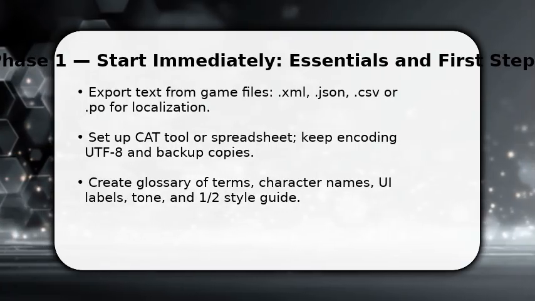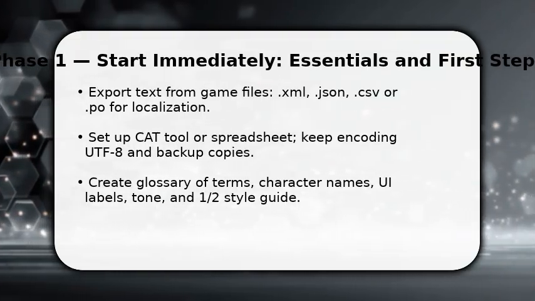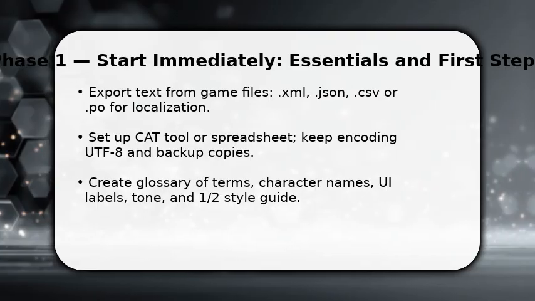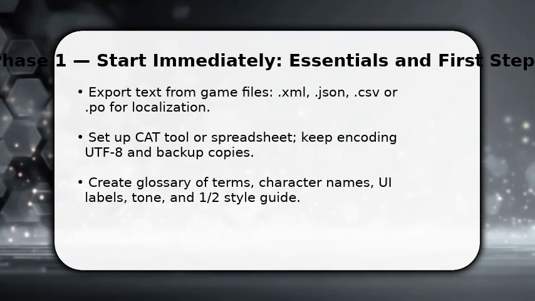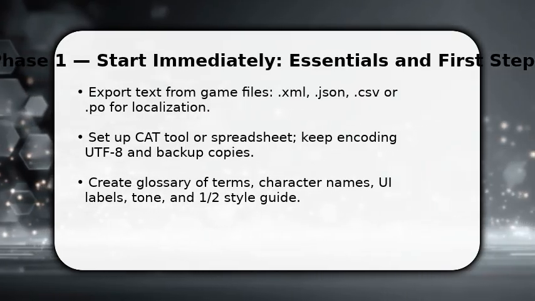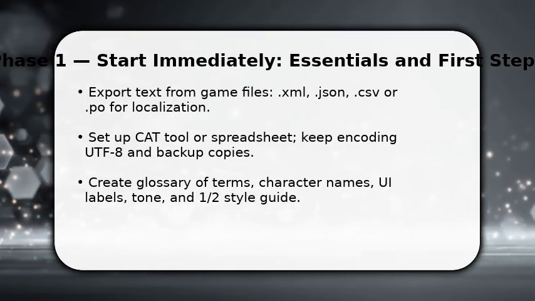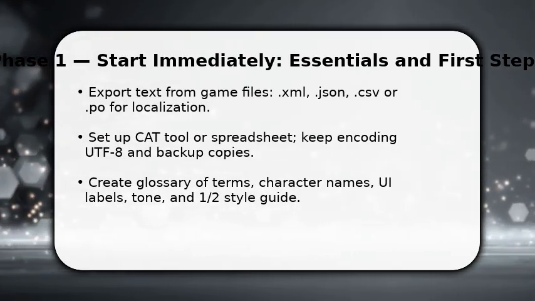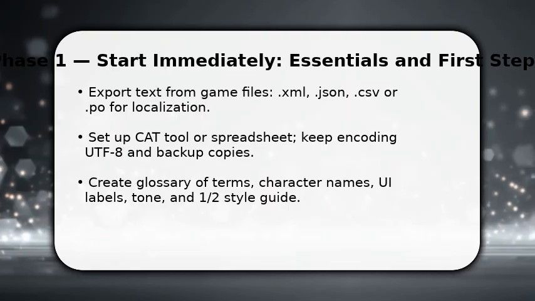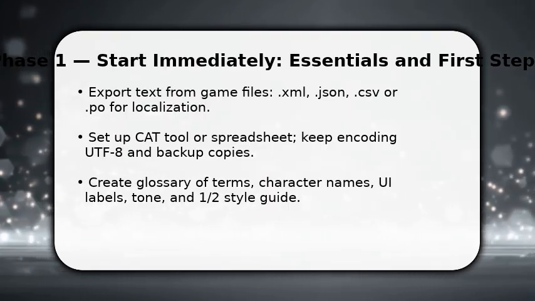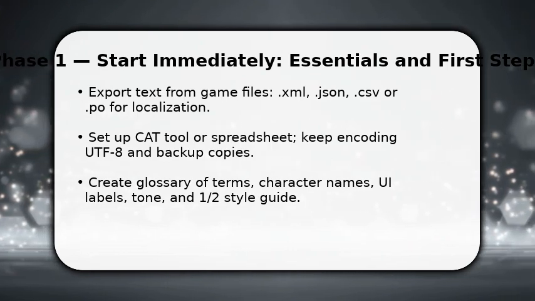You start by extracting text from the game now. Open the resource files and export lines into a single editable format. Use a CAT tool or spreadsheet because it preserves context and line ID, and make sure encoding is UTF-8 so characters don't break. Create a short glossary for proper names, UI labels, and tone. This prevents inconsistent translations later. Once done, back up both original and extracted files so you can always revert if parsing causes issues.